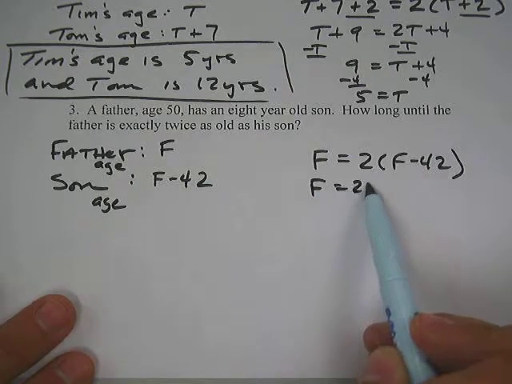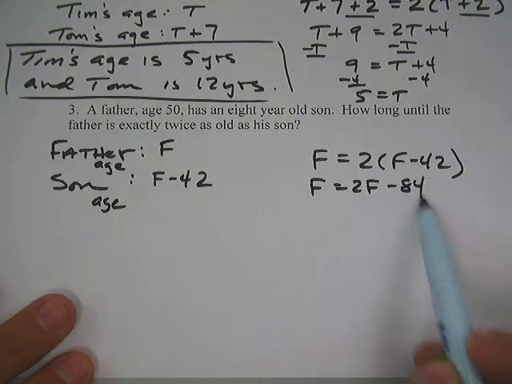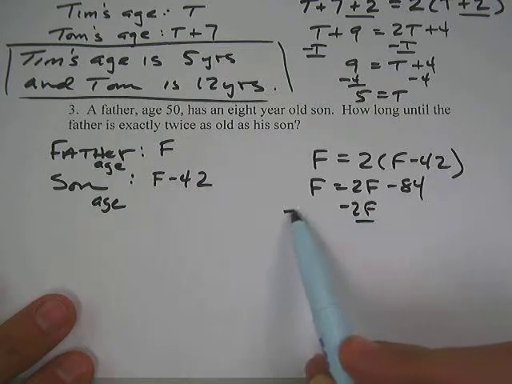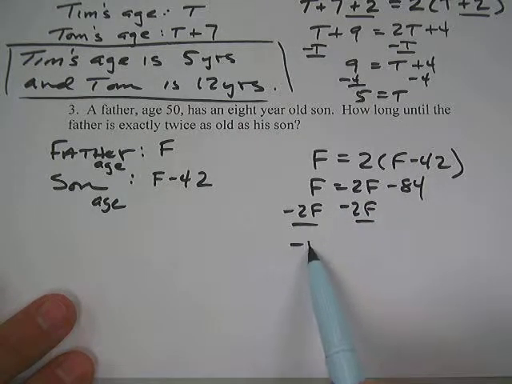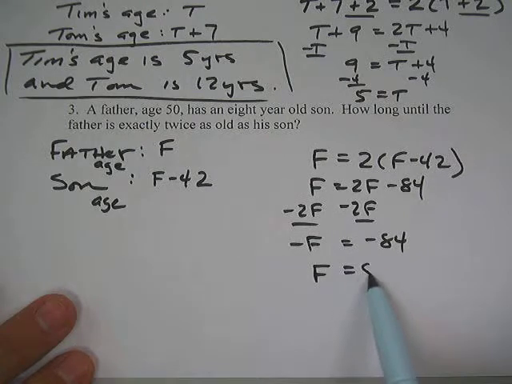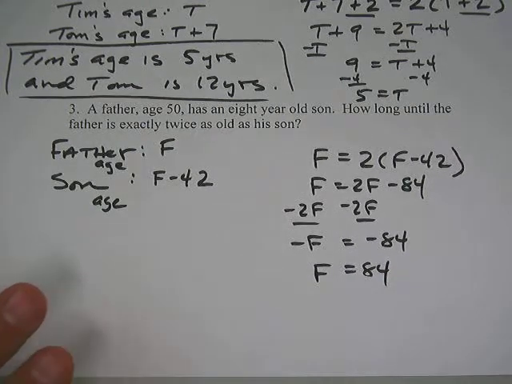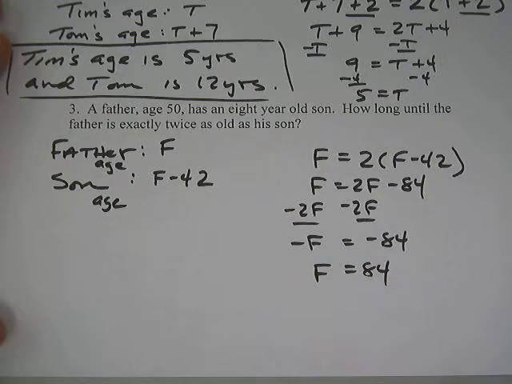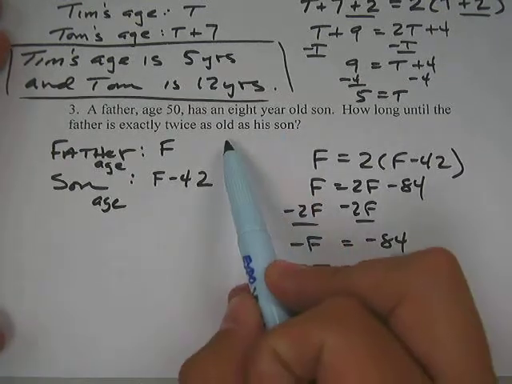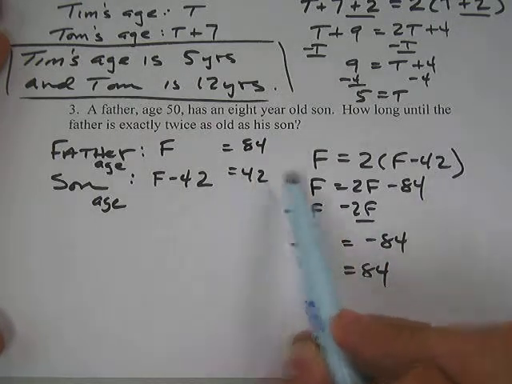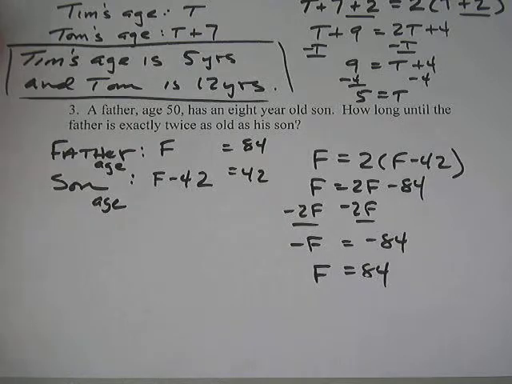Father is twice as old as his son. So I'd solve F equals 2F minus 84. I would subtract 2F, and I get negative F equals negative 84. F is 84. So what does that mean? Well, that's the father's age. When is the father going to be twice as old? When he is 84 years old, and the son is 42.